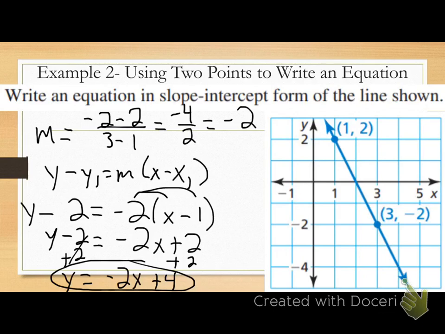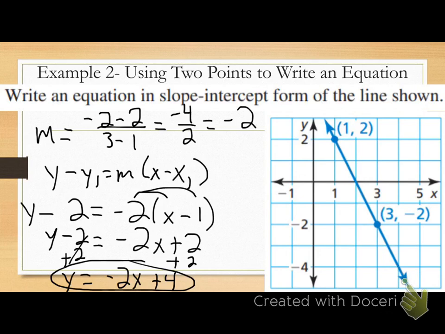Does everyone see how we work through that process? Any questions on that? Sometimes you'll just be given the 2 ordered pairs and you won't be given a graph at all. So you could have used your rise over run here. But, like I said, sometimes you'll be just given the point. So you're going to have to go ahead and use your point or your slope formula. Does everyone see how we work through that process, though?